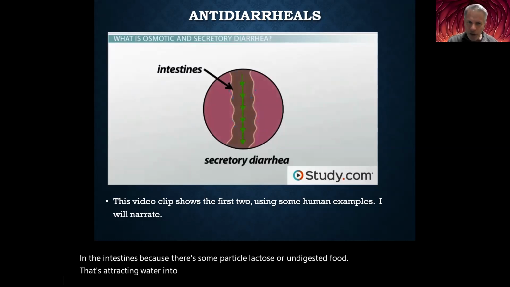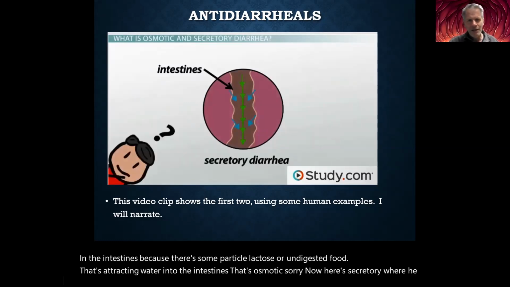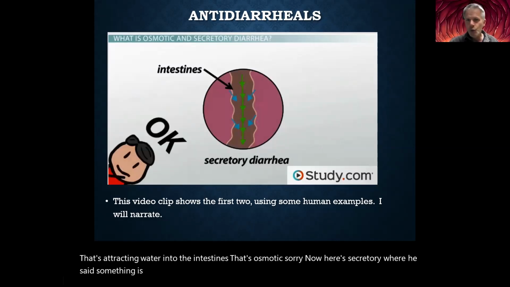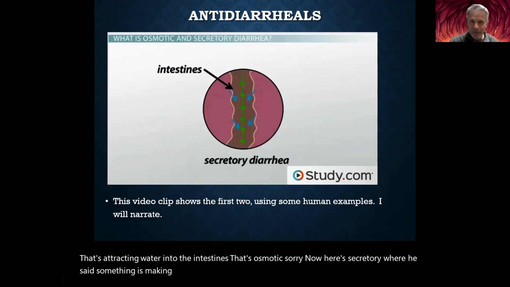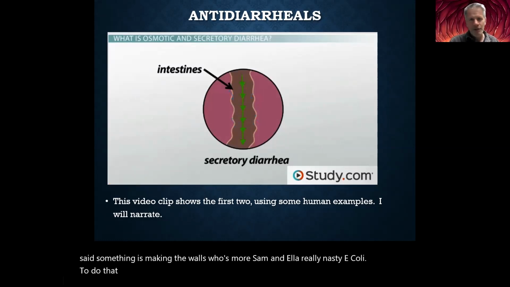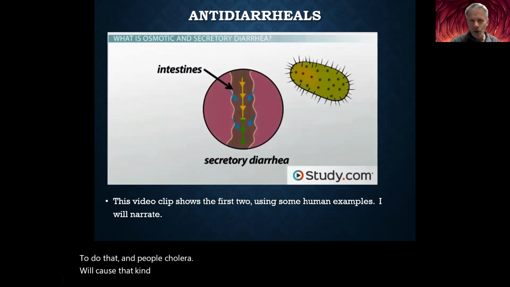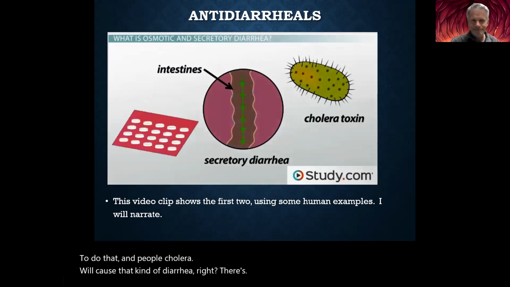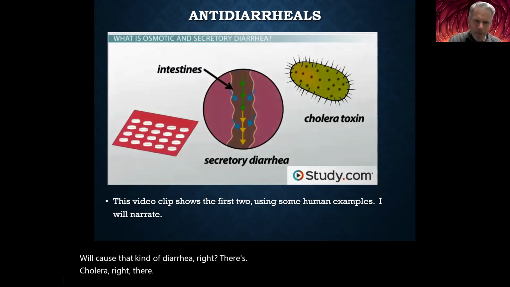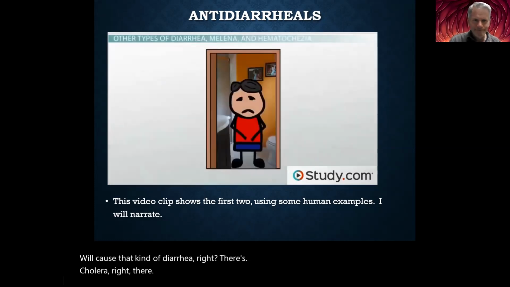Now here's secretory, where something's making the walls ooze more. Salmonella, really nasty E. coli could do that in people. Cholera will cause that kind of diarrhea, right? There's cholera right there.